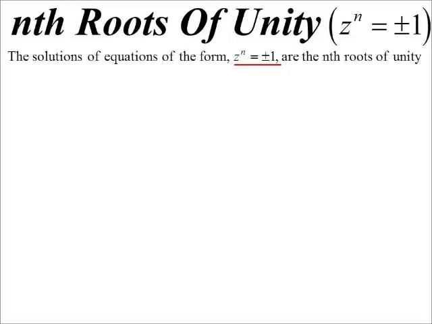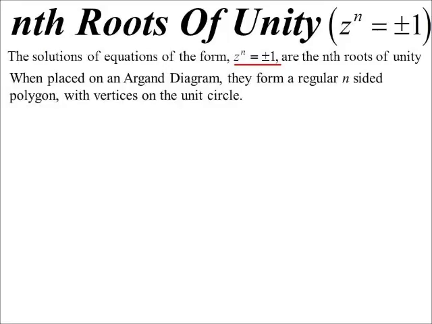The nth roots of unity are simply solutions to this type of equation, z to the power of n is equal to 1. Most of the time we'll see that, but occasionally you might see minus 1 as well. So, if we were to look at the solutions, all the solutions would be evenly spaced around the Argand diagram. We talked about that with roots before. And they would lie on the unit circle because they would all end up having a modulus of 1, because the nth root of 1, doesn't matter what the root is, it's going to be 1.